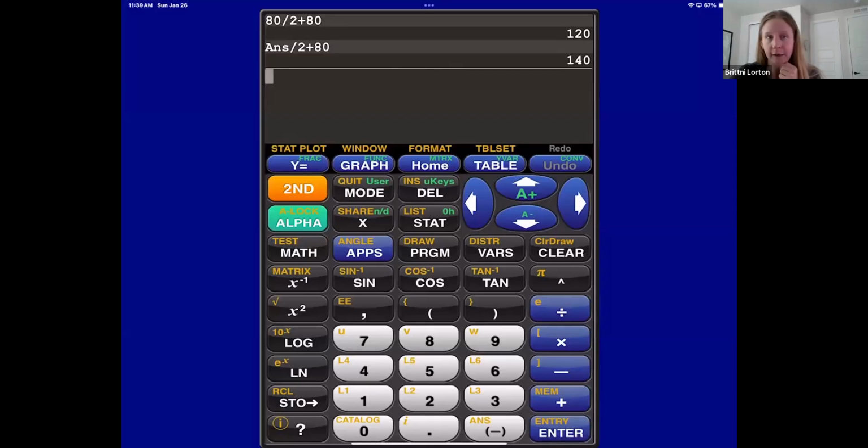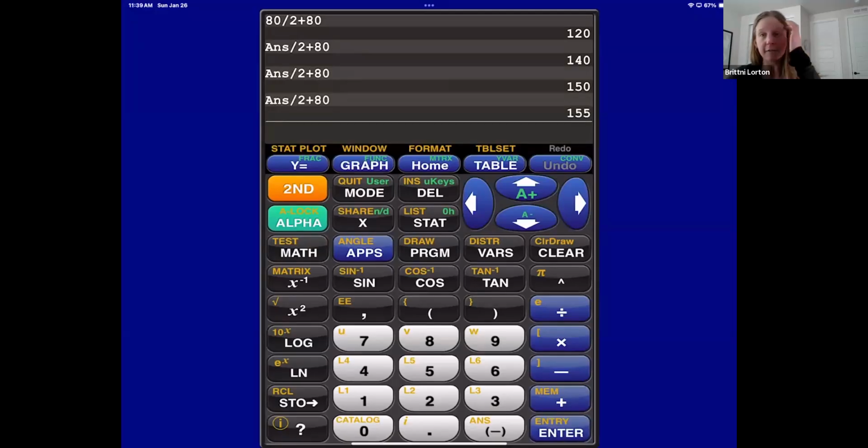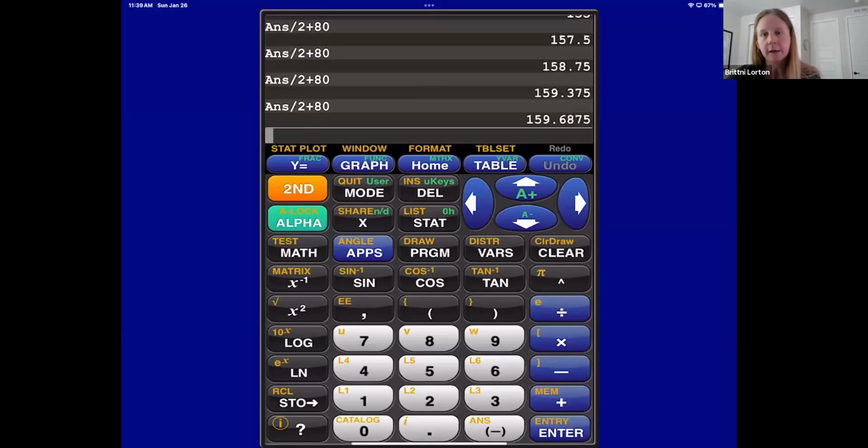I'm just going to use that answer button again. Cut it in half, add 80. And then I could just keep pressing enter, because I have that answer now stored. Cut it in half, add 80, over and over again.